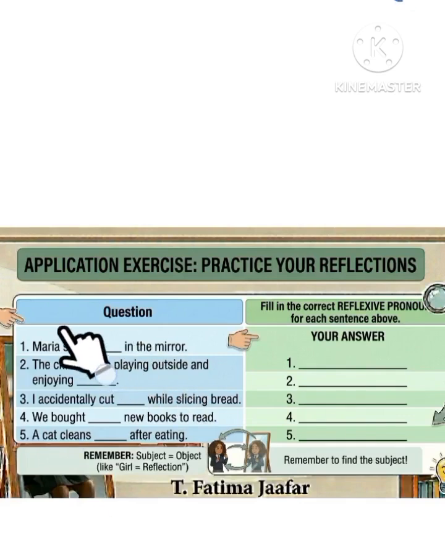Let's solve this application exercise together. We want to put a correct reflexive pronoun in each sentence. Maria sees in the mirror. We have Maria, so the subject is Maria, which means she. So we use herself. Maria sees herself in the mirror.